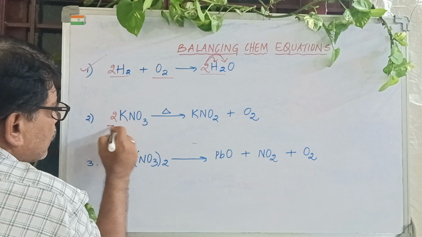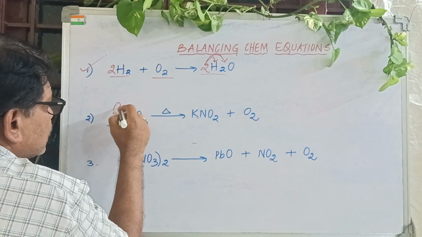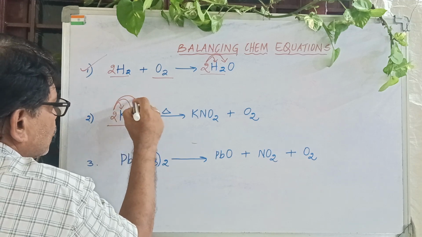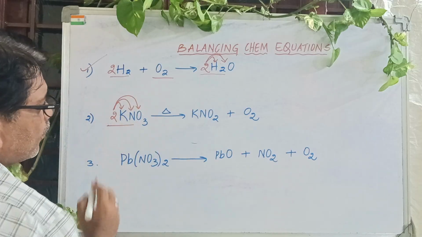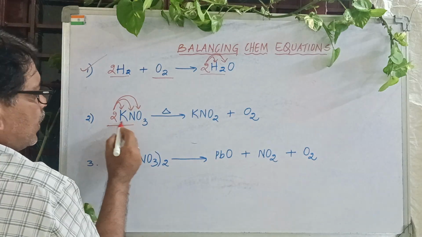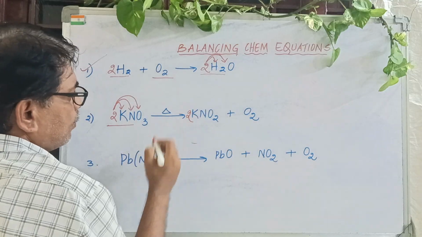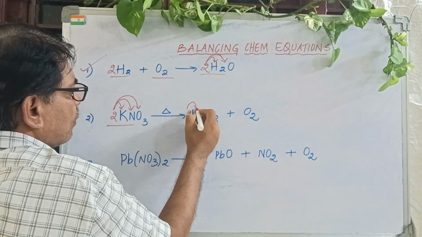Now because you added 2 in the front, this 2 is applicable for all. Because of this 2, K's turn out to be 2, so you put a 2 over here. Now this is also applicable for all.